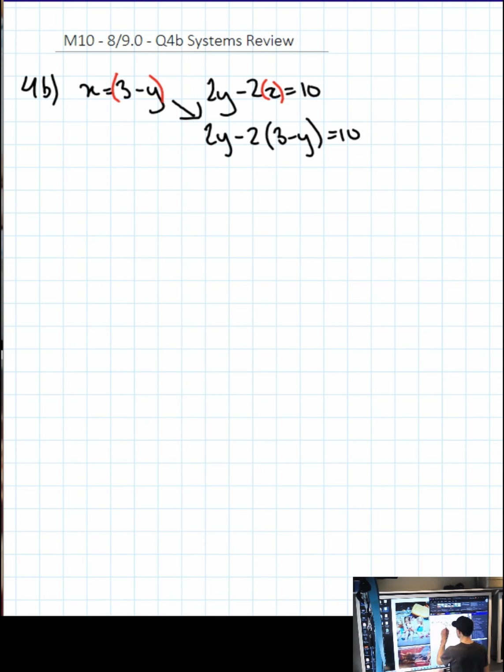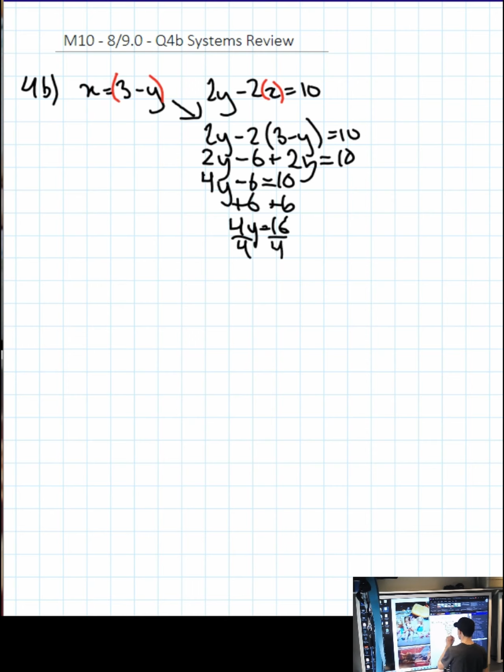Then we can distribute the negative, so negative 2 times 3 is going to be negative 6, and a negative times a negative is going to be a positive, and 2 times y is 2y equals 10. Okay, we have 2y plus 2y, which is 4y minus 6 equals 10, and let's add 6 to both sides, and we'll get 4y equals 16, and divide both sides by 4, and y equals 4.